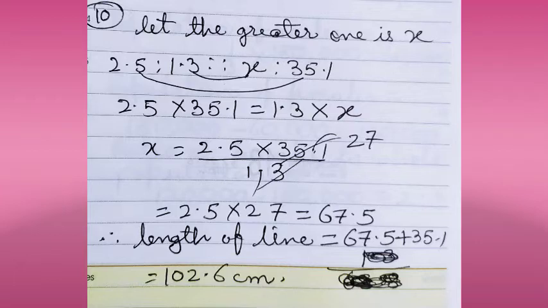But this is the value of the greater one, and we don't have to find the value of the greater one, we have to find the length of the line. So the length of the line will be equal to the smaller value plus the greater value, so 67.5 plus 35.1 is equal to 102.6 centimeter.